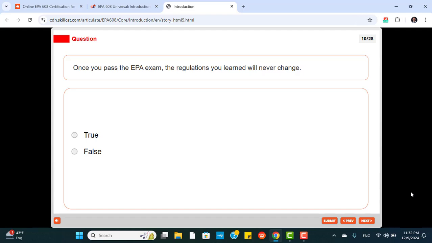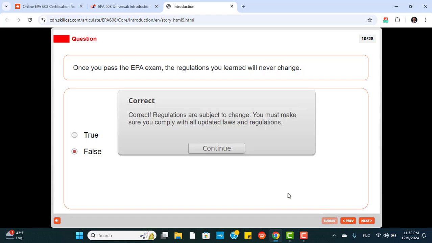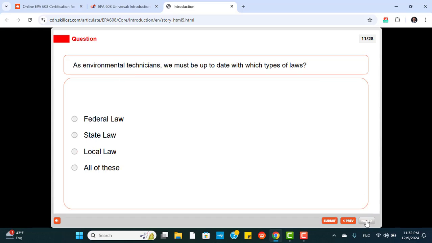Question: once you pass the EPA exam, the regulation you learned will never change. This is false. Correct. As environmental technicians, we must be up to date with which types of law: federal law, state law, or local law? All types of law.